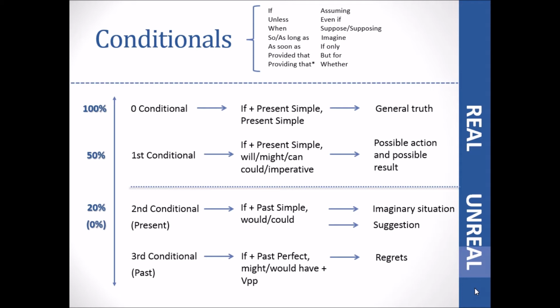But when we talk about suggestions, I would say that it's actually impossible. If I were you, I'll never be you, so that's 0%. And the same with the third conditional, which is 0 because it already happened. So there is very little that you can do. So to me, as I said in class, this is the master chart. This is what you should know about conditionals.